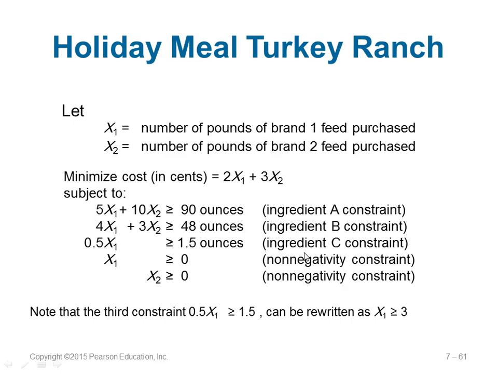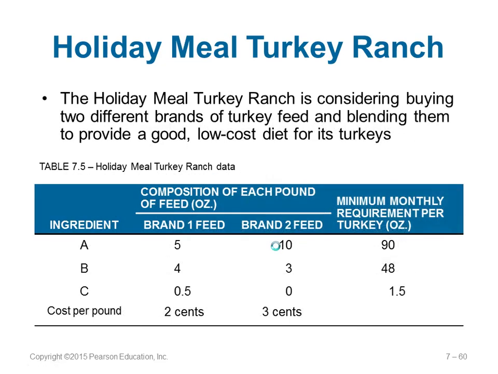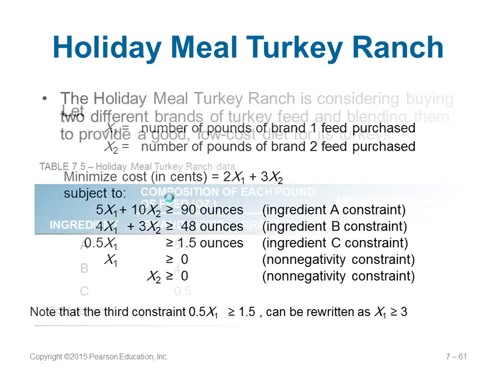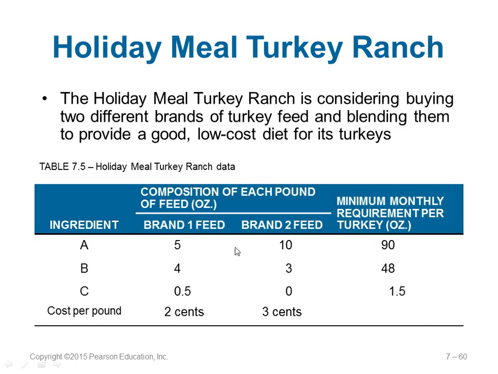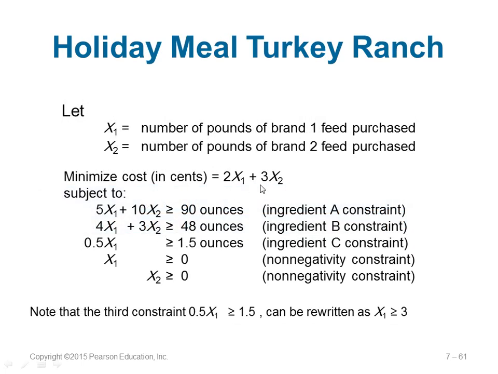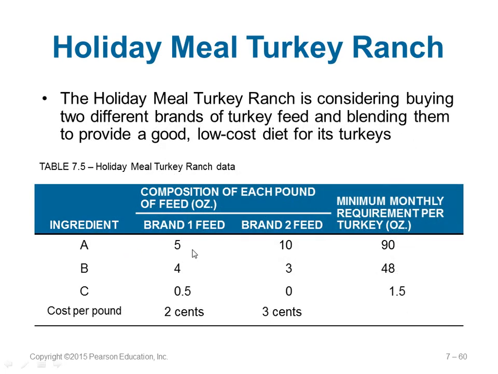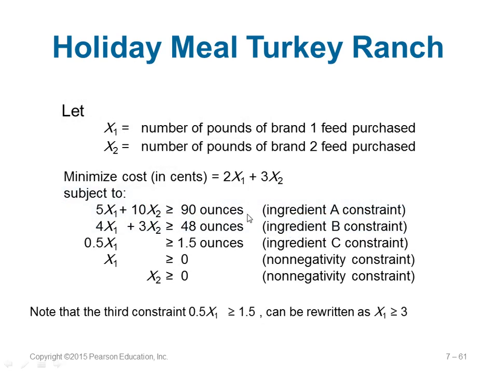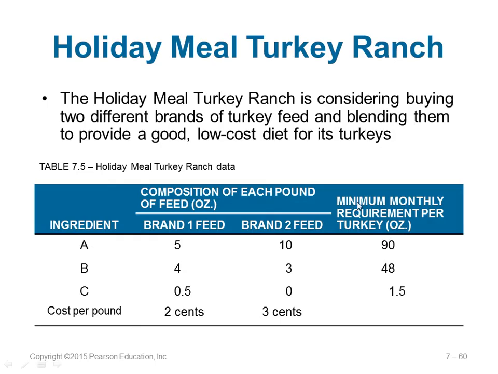Now you can see the number of pounds of feed you want to purchase. You can put x1 and x2, and what you want to minimize is the cost: 2 times x1 plus 3 times x2, in cents. Then what will the constraints be like? You can see here 5x1 plus 10x2 is greater than or equal to 90. Why greater than or equal to 90? Because this is the minimum monthly requirement. Similarly, 4x1 plus 3x2 is greater than or equal to 48, and so on.